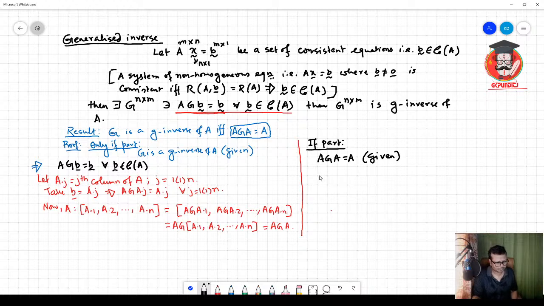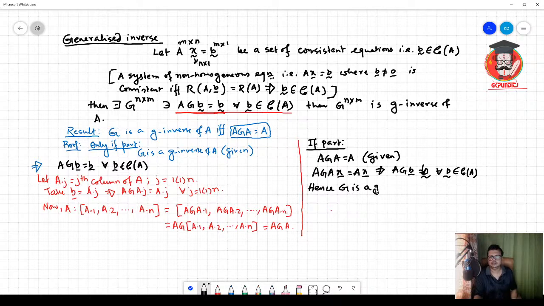So AGA, post multiply by x tilde on both sides, then we get this, and this implies, hence, G is a g-inverse of A.